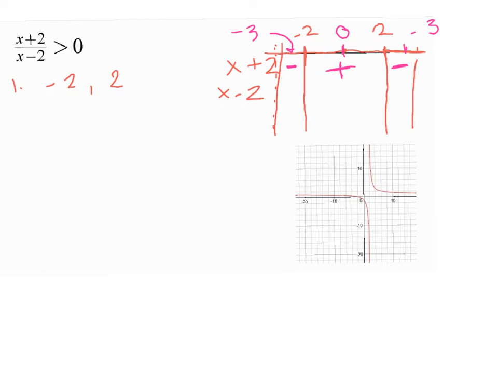I'm going to do it again, but with the next factor. So with x minus 2, I'm going to plug in -3. -3 minus 2 is a -5. It's a negative number. 0 minus 2 is negative, and -3 minus 2 is negative. Okay, so this was step 4 right here.